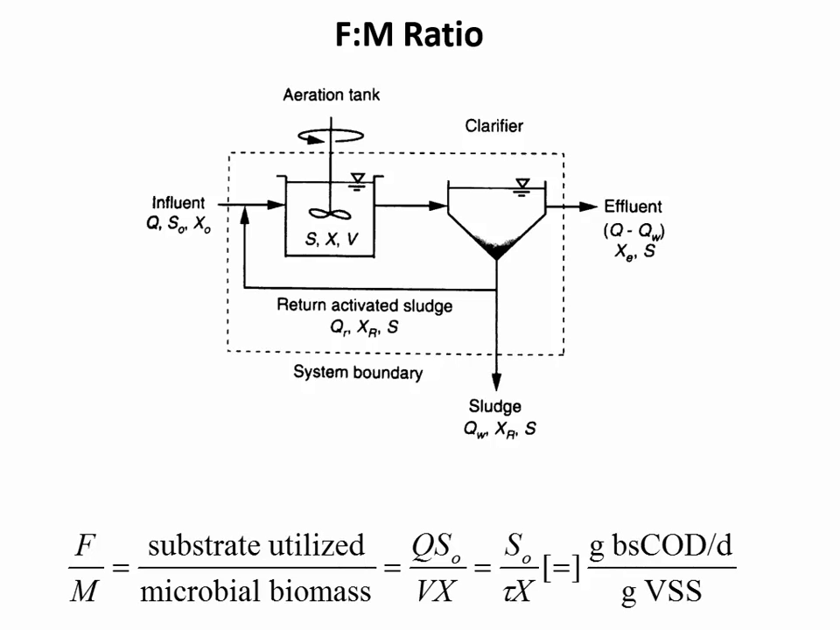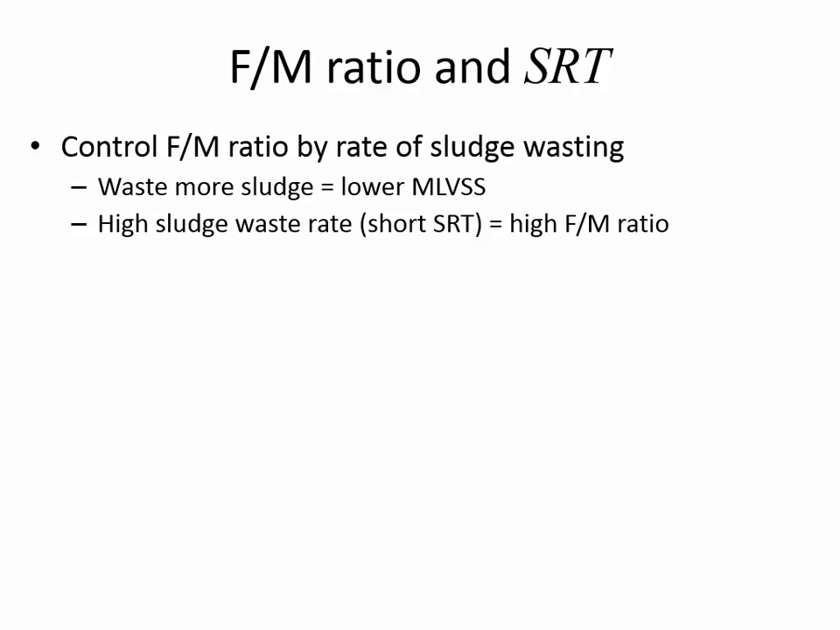If we want to change the performance, we can control the food to microorganisms ratio. And there are some very specific consequences to how much food we give to microorganisms. If we give them a lot of food, so let's say we have a high F to M ratio, that means we have a very high concentration of substrate relative to the concentration of microorganisms that are in the aeration basin.